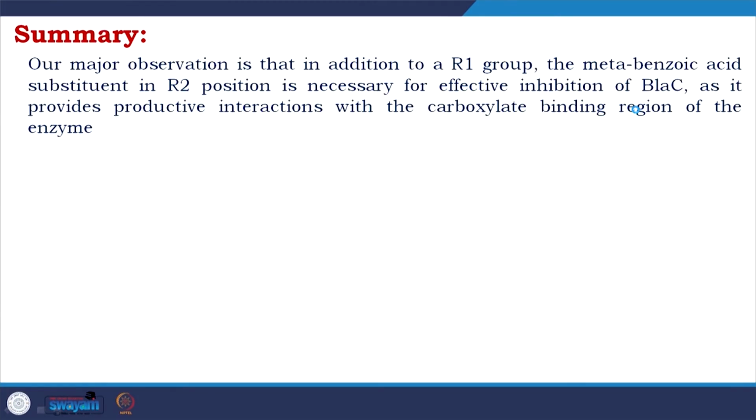So, as I told, our major observation is that in addition to the R1 group, the metabenzoic acid substituent in the R2 position is necessary for effective inhibition of blasi, as it provides productive interactions with the carboxylate binding region of the enzyme.